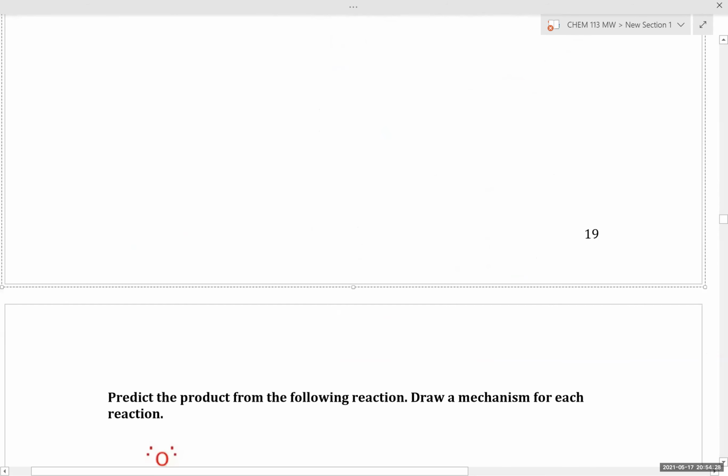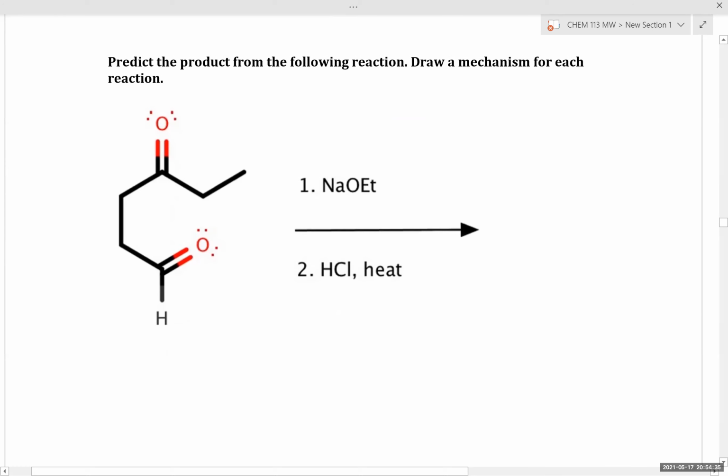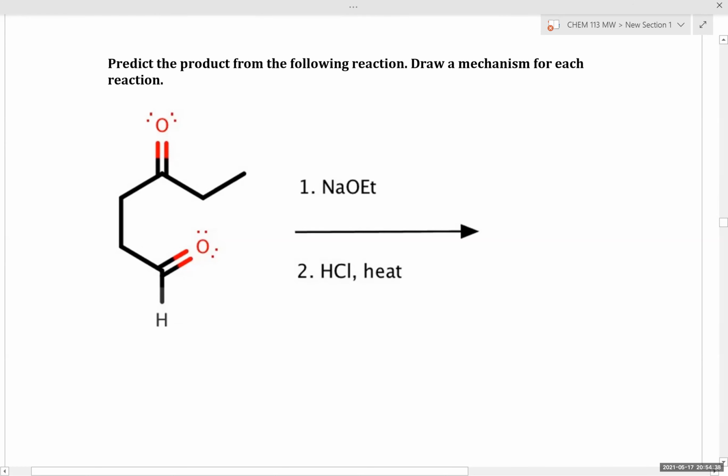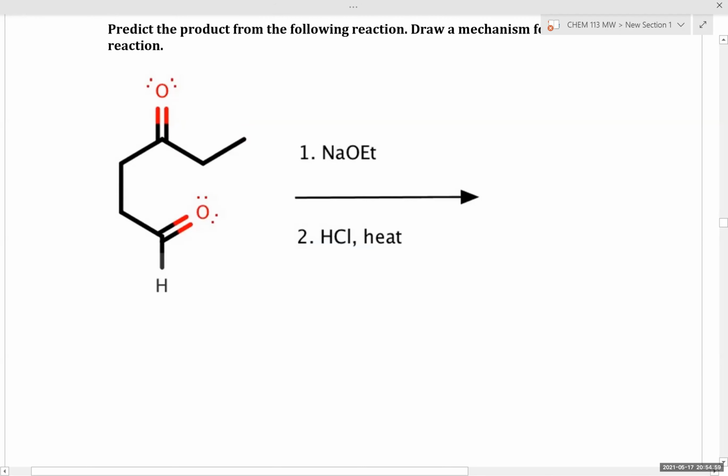Okay, so then let's try to apply what we've learned and let's try to predict the product from the following reaction and draw a mechanism for each reaction. And this will be the last example for tonight's lecture block. So let's try to finish strong and let's try to predict the product from this reaction and then draw a mechanism for this intramolecular aldol condensation.